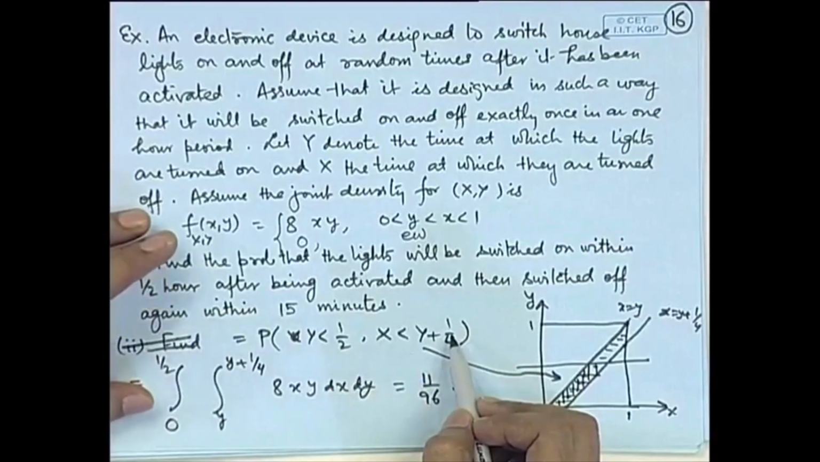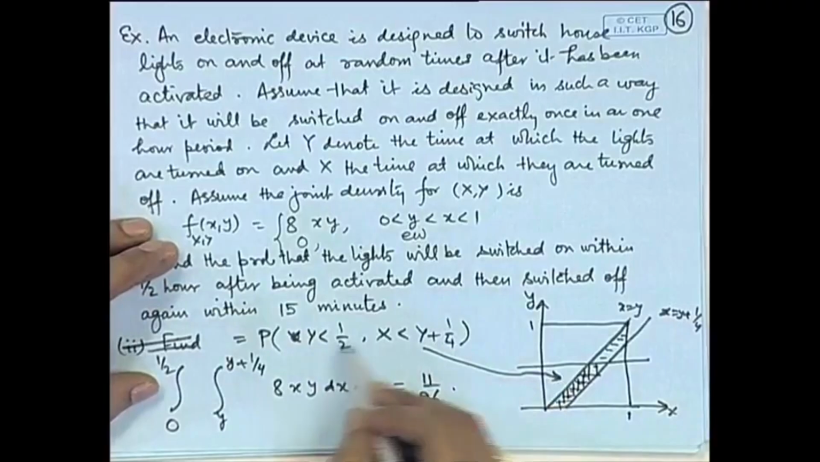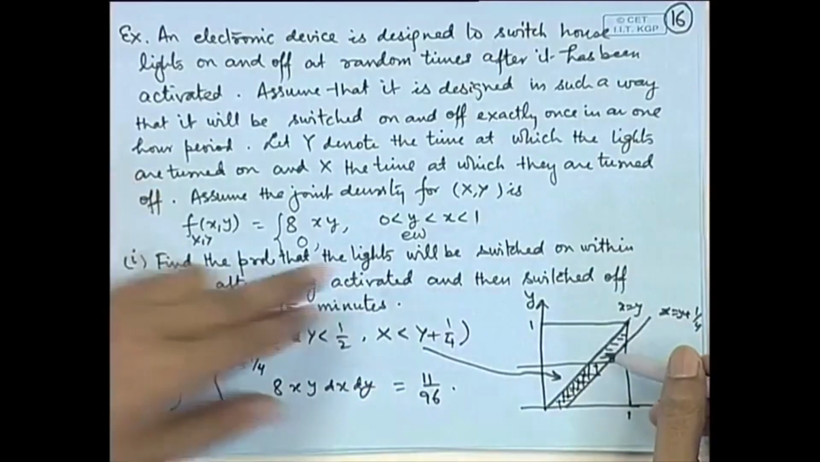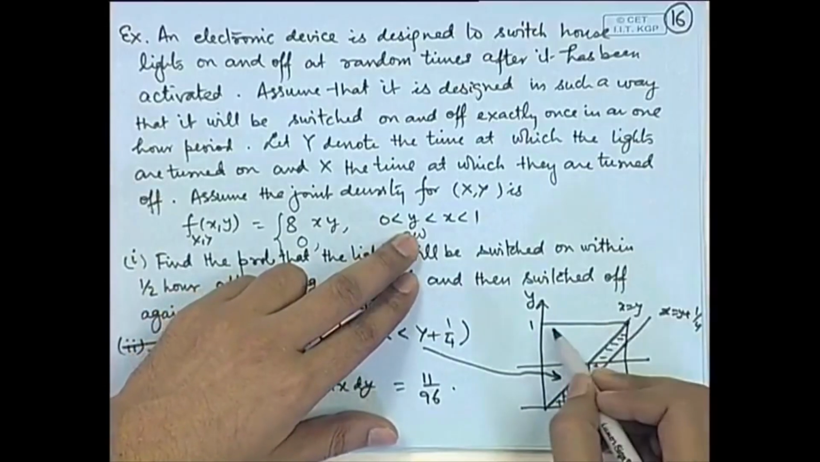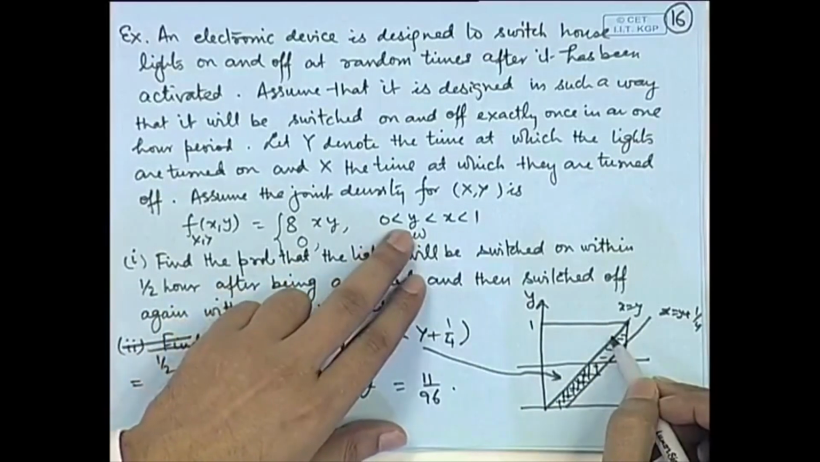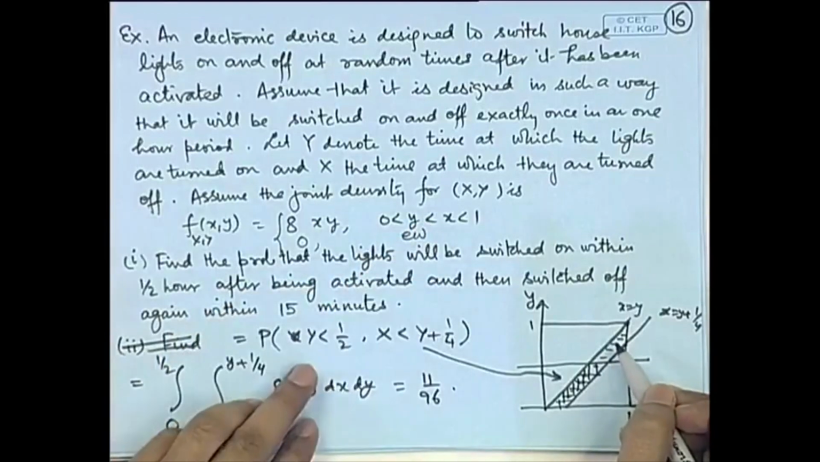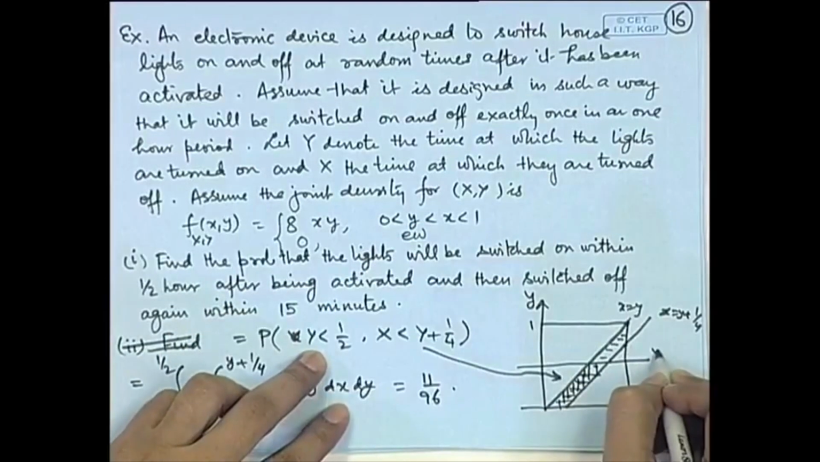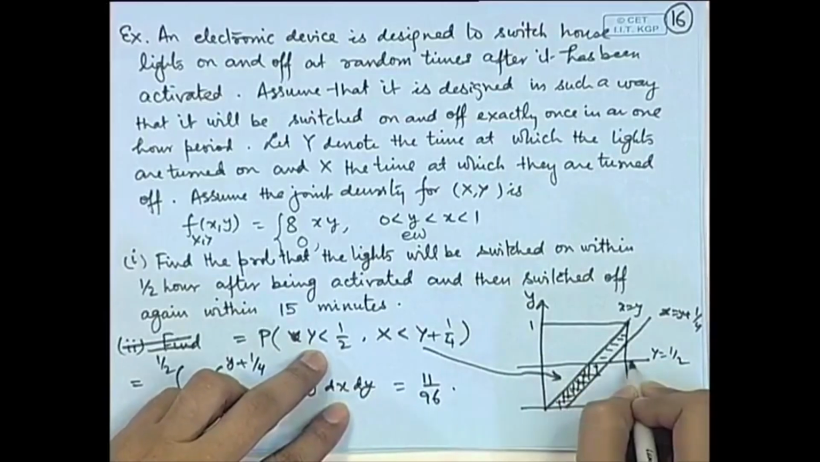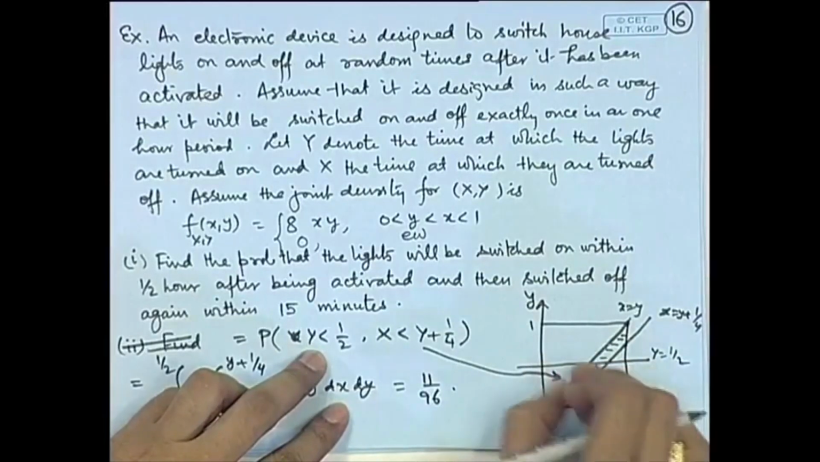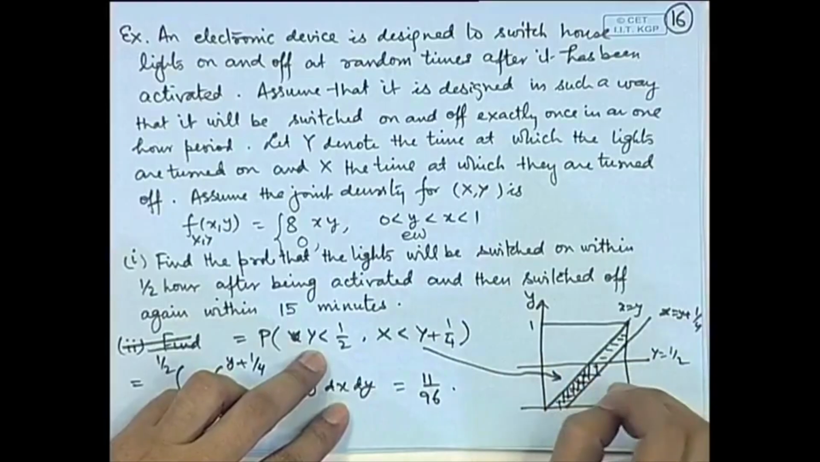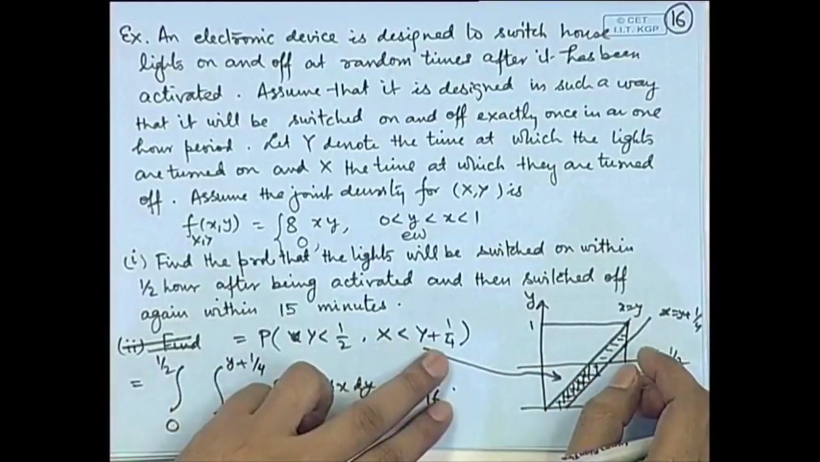Now, to determine this probability, we look at the region of integration of the density. You see here, in the unit square, the density is defined for y less than x, that is this region. Now, here y less than half means that we are in the bottom region, and x is less than y plus 1 by 4.